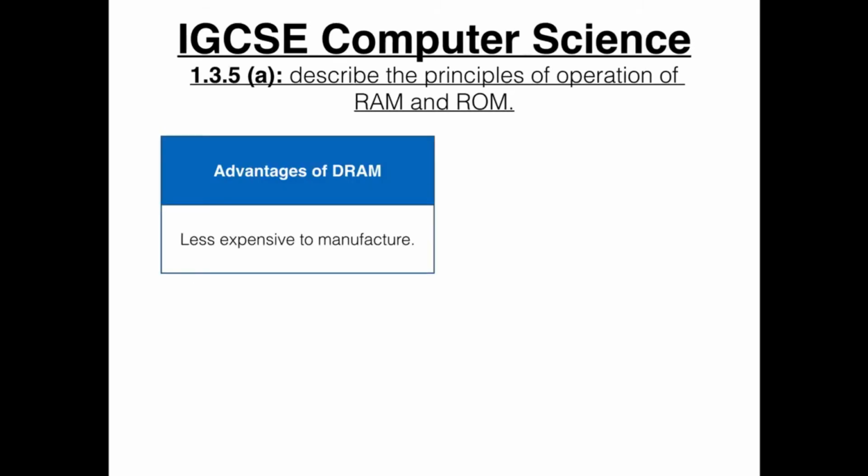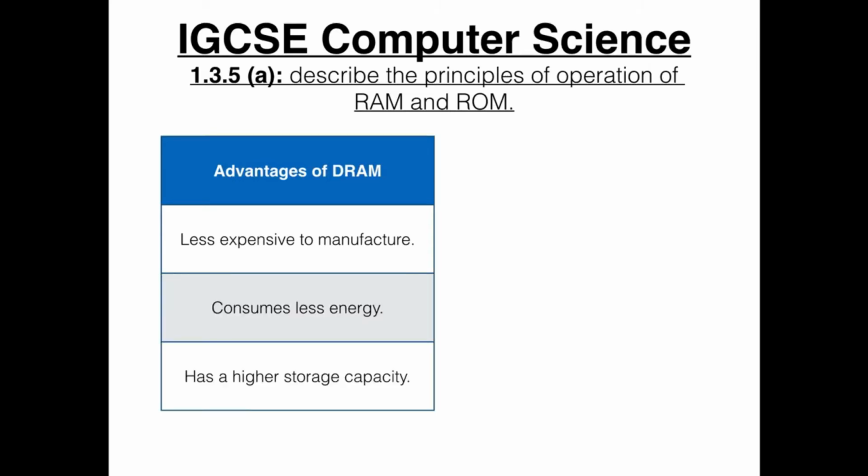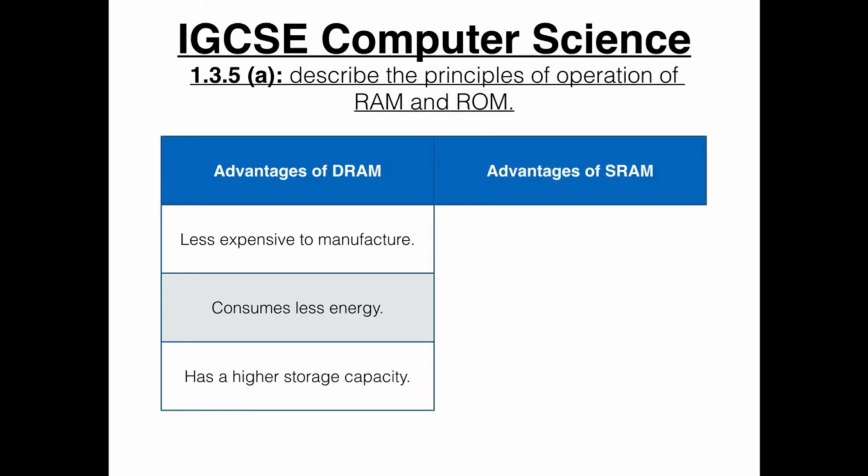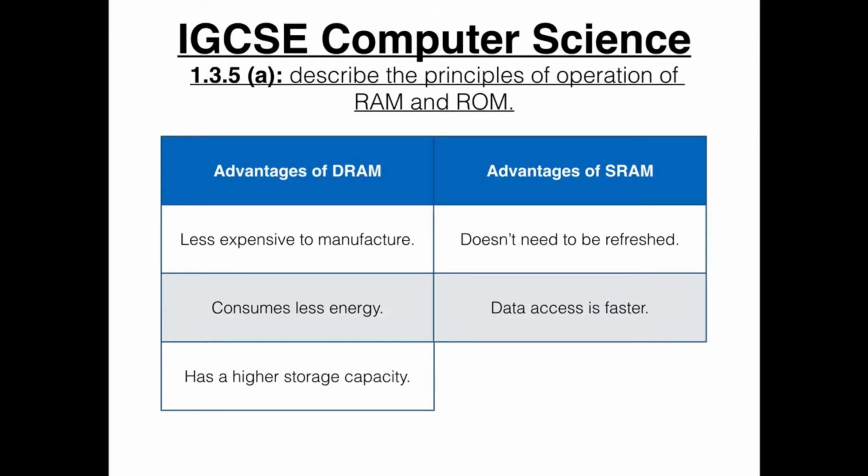So let's look at advantages of DRAM. It's less expensive to manufacture, it consumes less energy, and it has a higher storage capacity. Advantages of static RAM: it doesn't need to be refreshed and data access is faster, and that's it. You could probably think of a few more if you look online, but this is a pretty basic understanding of the advantages of DRAM and SRAM.